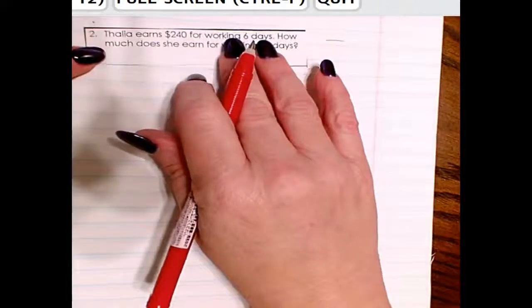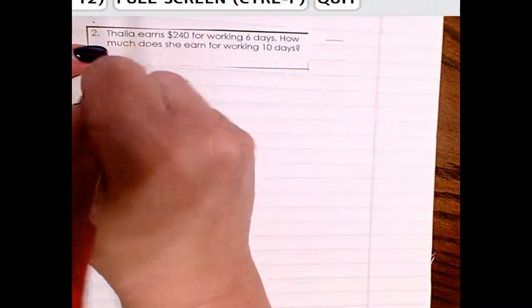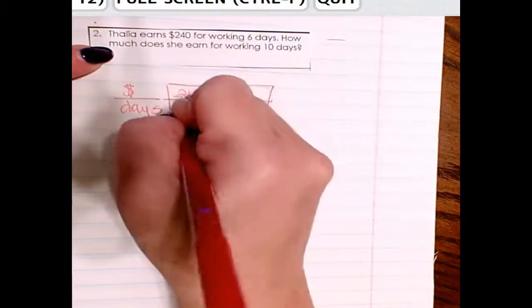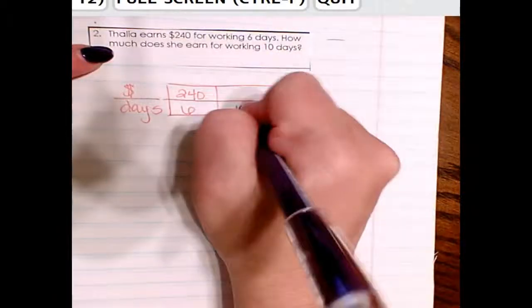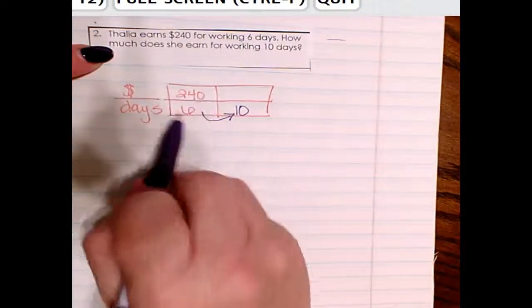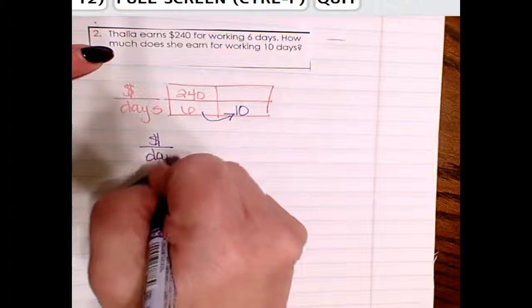This is one of the problems we worked on the other day in class. Della earns $240 for working 6 days. So we're talking about money and days. This is my proportion box. $240, 6 days. And we want to know for 10 days. Well, 6 cannot go to 10. So again, we have to take this part and we have to simplify it. We're still going to have money and days.